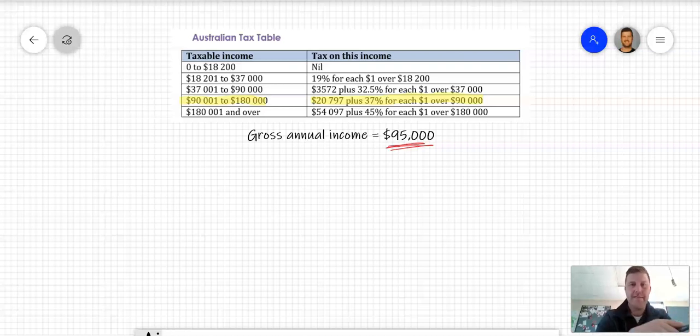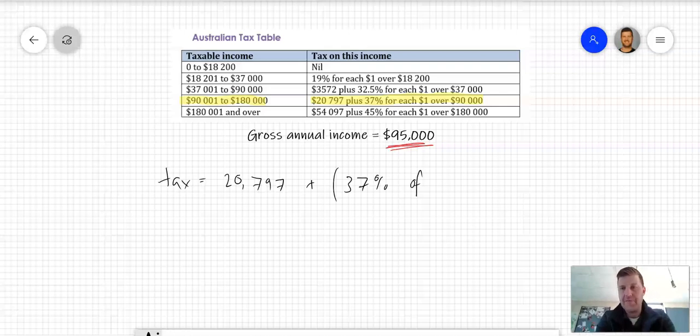So for that bracket, the tax is going to be equal to $20,797 plus, now I've changed it a little bit, it says 37%. When you look at it in the tax table, it should say 37 cents for each dollar, but 37% for every dollar over $90,000. So we're going to pay 37% of every dollar over 90,000. So for this example, it's 95,000 minus 90,000. I'm going to show you this step by step.